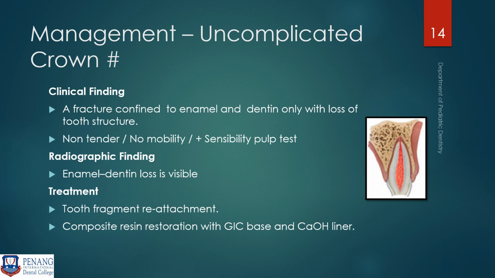So if your fracture is very close to the pulp, say the remaining dentine thickness is 1 millimeter, you want to put a calcium hydroxide liner followed by a GIC base, which basically covers the exposed dentine, and then you go ahead and do a composite resin restoration to achieve aesthetic results.